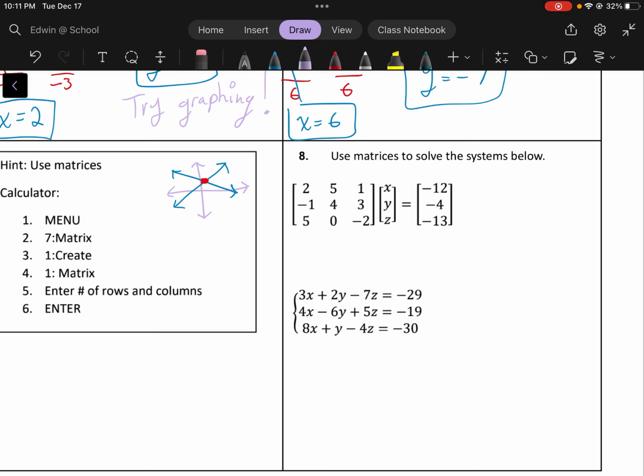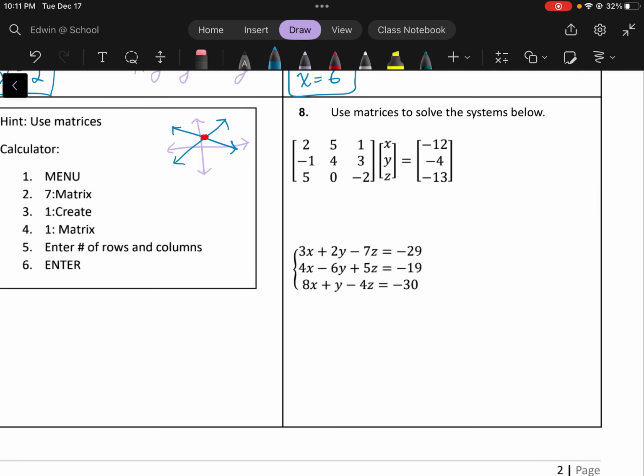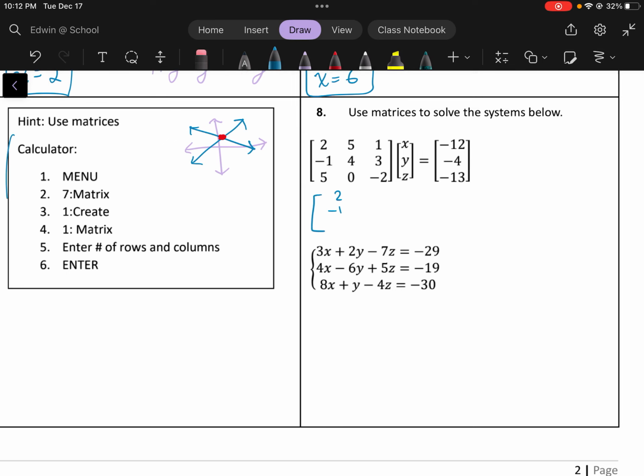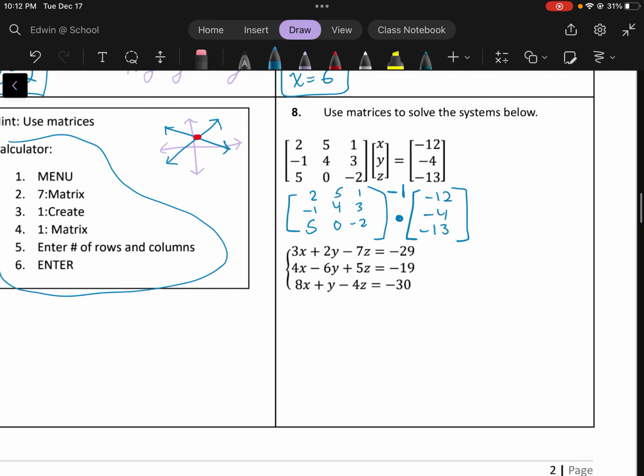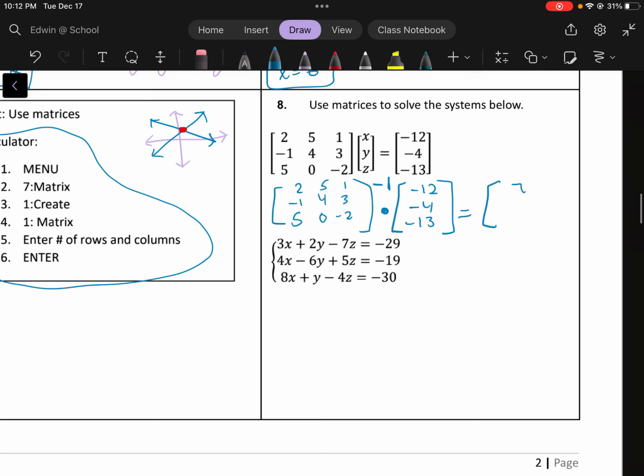Now, next thing, we want to use matrices to solve systems below. So this is a matter of remembering how to plug it into the calculator. So for example, we have that big matrix up here. So you're going to rewrite it all into your calculator. If you don't remember, the steps are going to be right here on the left. So yeah, you just want to put in all those numbers into the matrix. And then the key thing to do is put a negative 1 at the top right. And you're going to multiply that with the second matrix, the skinny one. And from there, you should get your answer. It's going to be an x, y, and z.